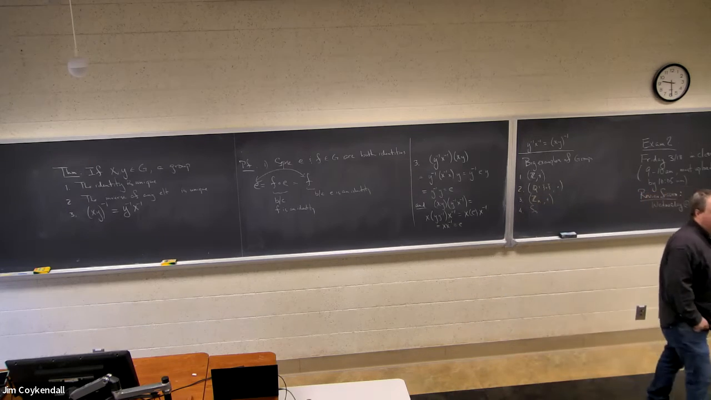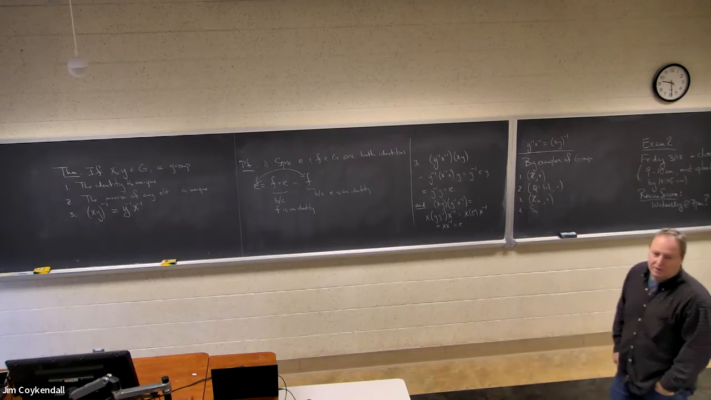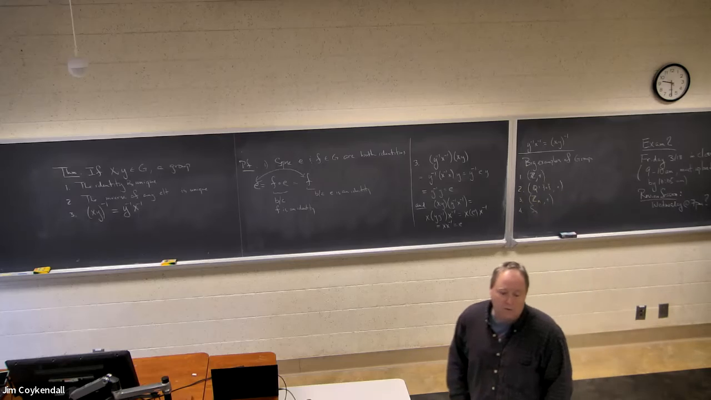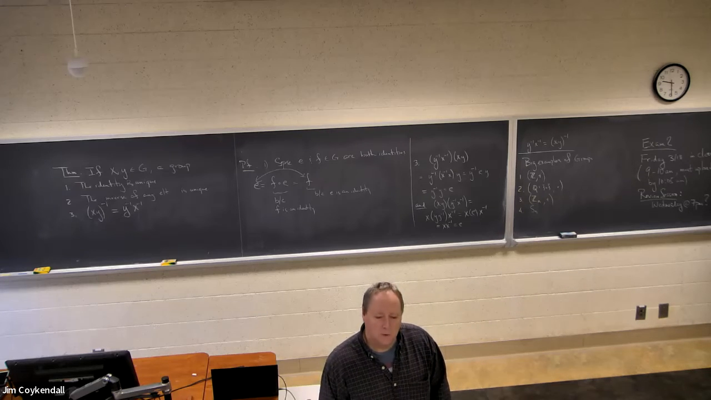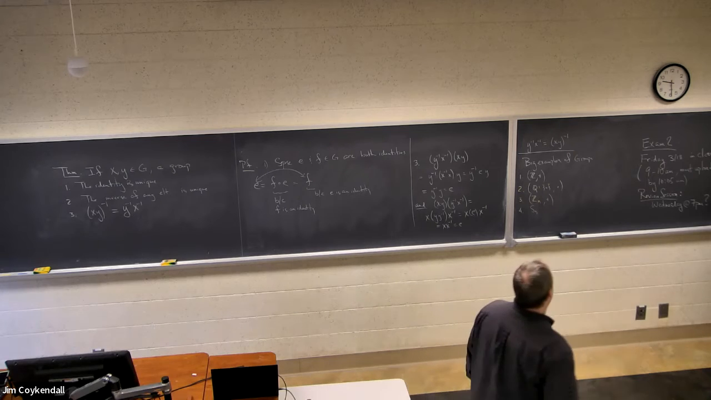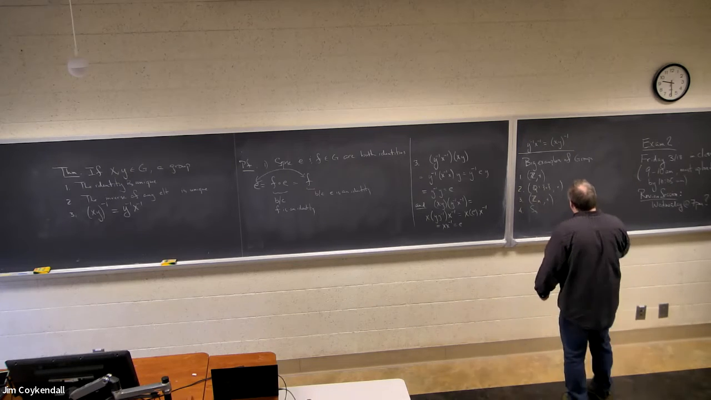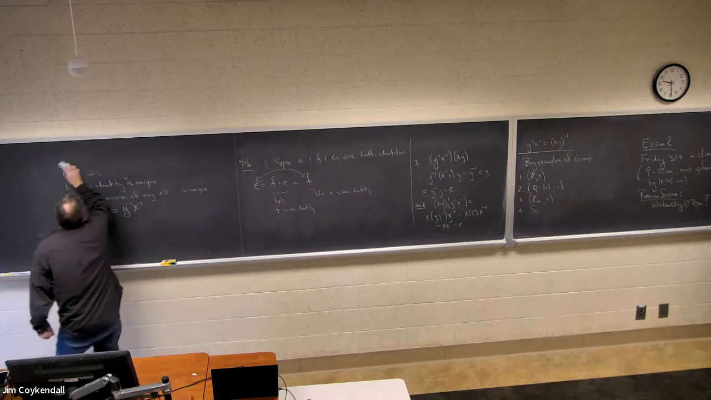However, there are 2 groups of order 4. There are 5 groups of order 8. There are 14 groups of order 16. And there's, I believe, 51 groups of order 32. And it starts to spiral out of control very badly. So I'm going to give you a theorem, a way to make some more groups.